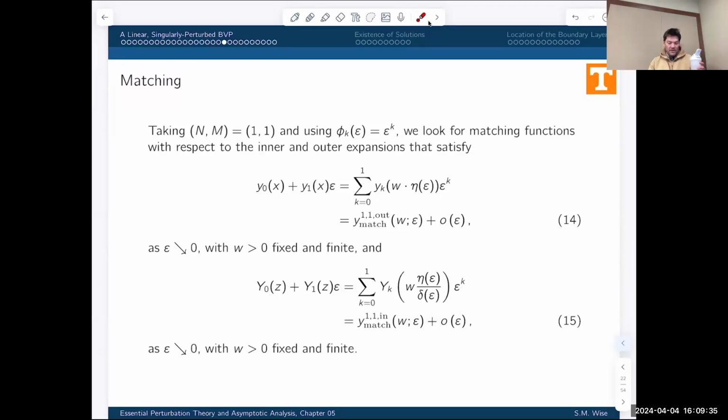We do the same thing with the inner solution. The inner solution is naturally written in terms of the inner variable, the stretch variable z. We write the two-term expansion in terms of W, eta, and delta. Again, delta is known at this point. And we create another power series. And the power series is in terms of powers of epsilon, eta, and combinations of epsilon and eta.